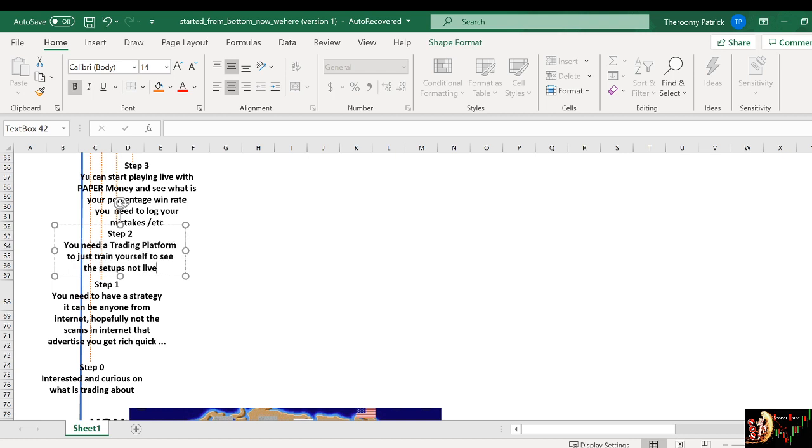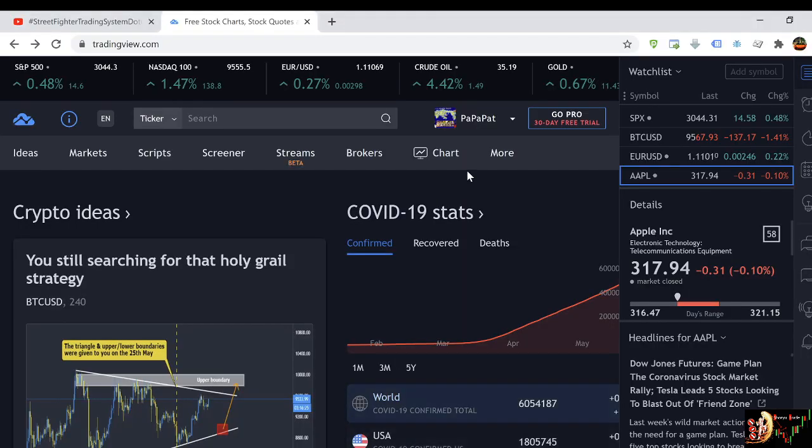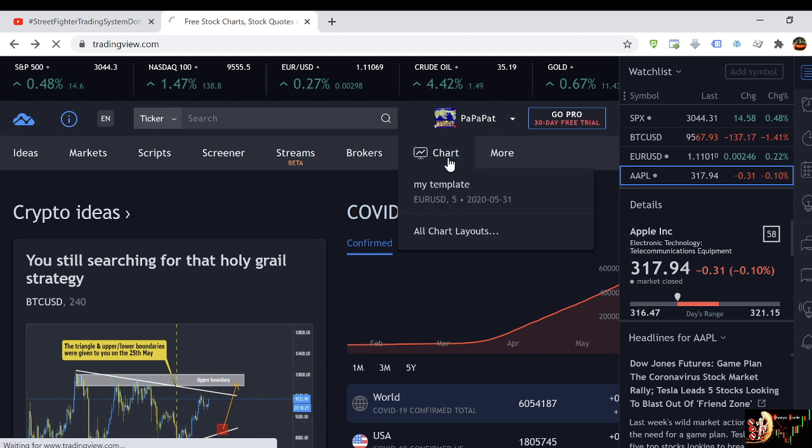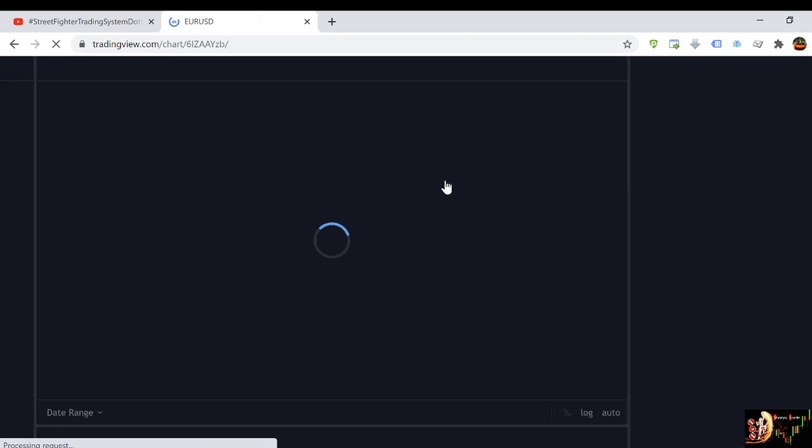In part one of the lesson, normally you should have learned in the foundation course how to spot the trend, how to know that you are late to the party or early to the party, and how to have a good candlestick, right? So let's go on TradingView. I go on the site and I launch my chart, launch it with my template.